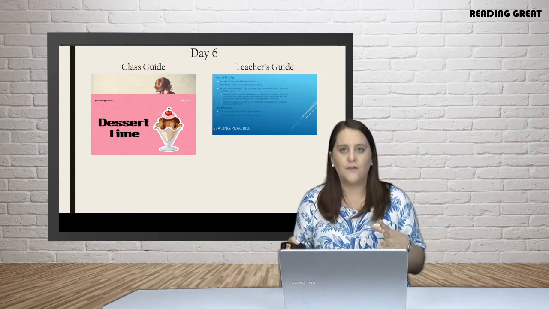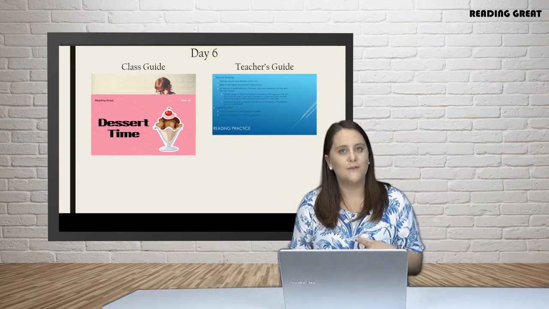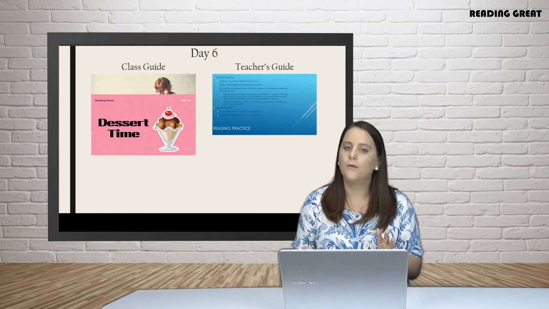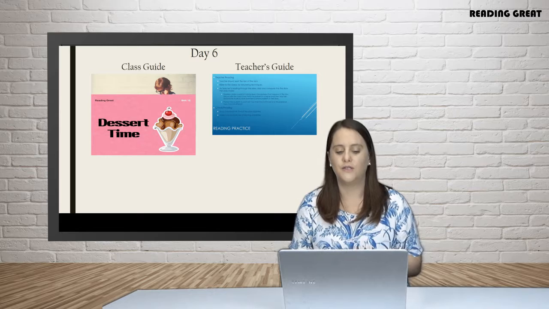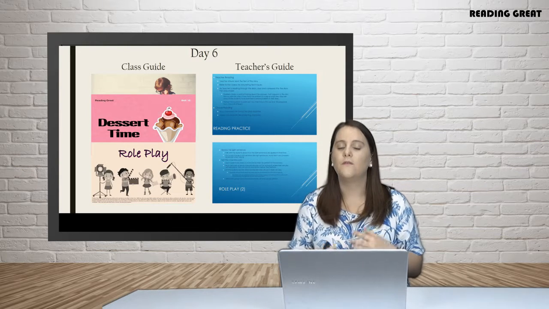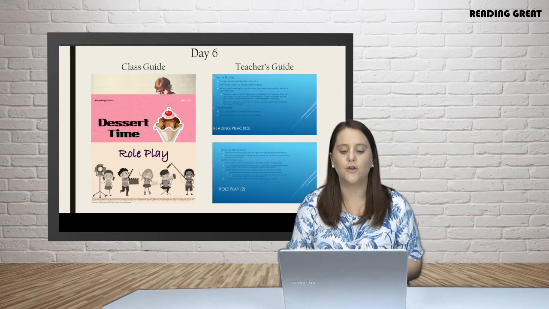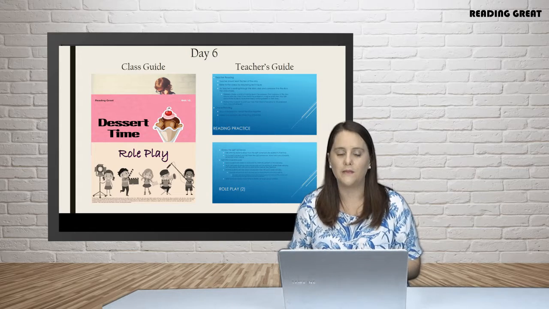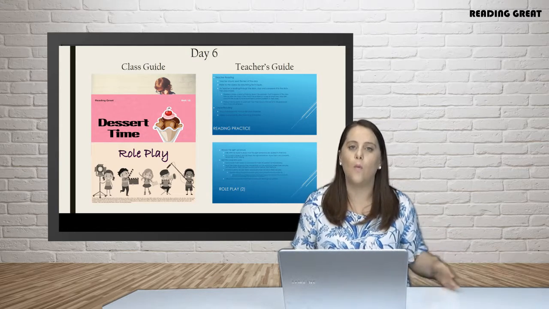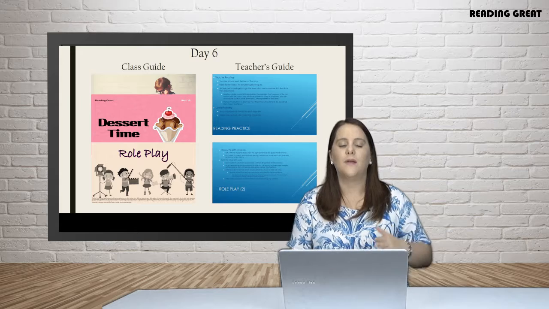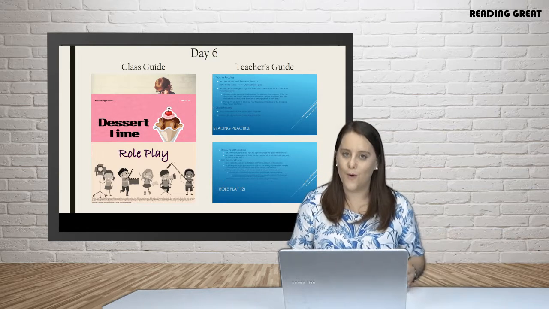Then, after you've done all that, choral read with the story. We've talked about choral reading before, so I'm not going to go into it. Then, for the second part of day 6, you're going to do some more role playing, just like they've done through Level 1.